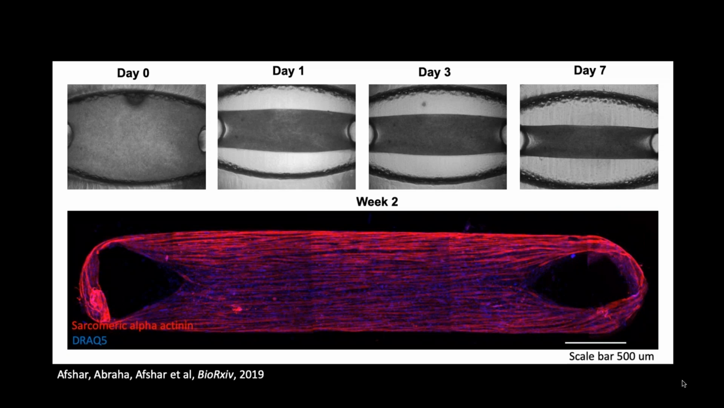And then by 2 weeks, if we look at the bottom image, you can see here stained with sarcomeric alpha-actinin to visualize the contractile apparatus of each of these multinucleated muscle fibers. You can see that we have aligned multinucleated muscle fibers in these little miniature tissues, and the dark regions on either side of the tissue is where those posts were.